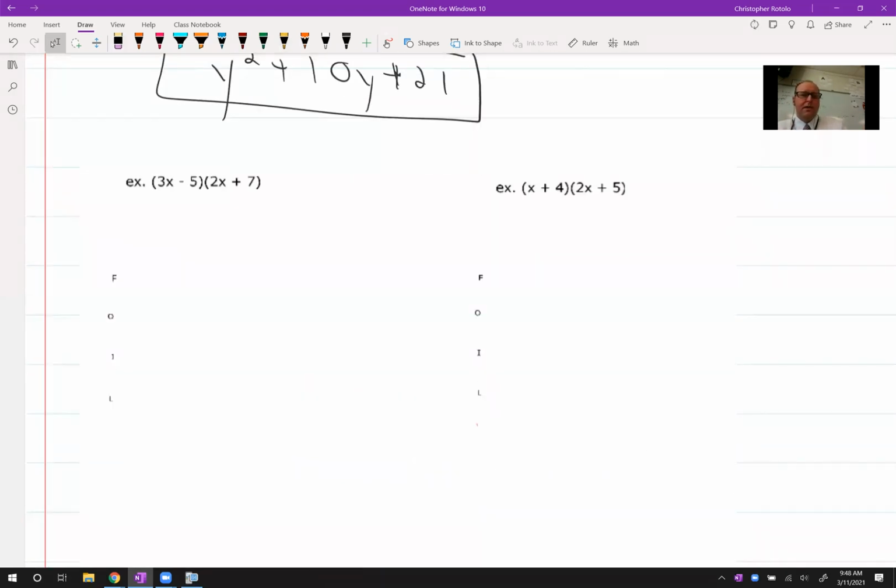Some students, they're like, you know what? I get the idea. They write FOIL down their paper. Again, if you're good with what we've done, don't do anything different. All right, so I got 6x squared. And look at the outside. I got 21x. I got the inside. I got minus 10x. And on the end, I have minus 35. So then we go with these. So I have 6x squared. I'm going to end up with 11x, right? 21 minus 10, and then minus 35.